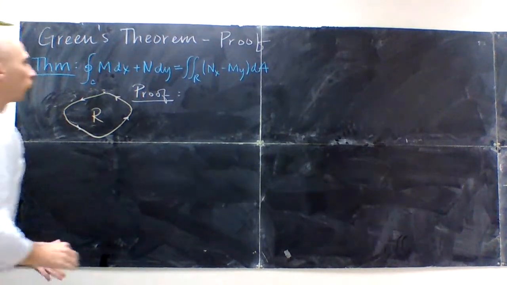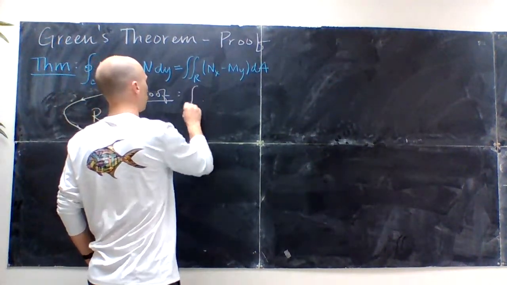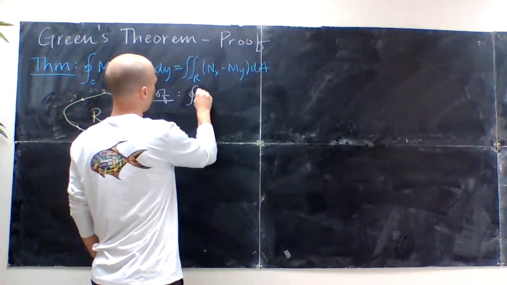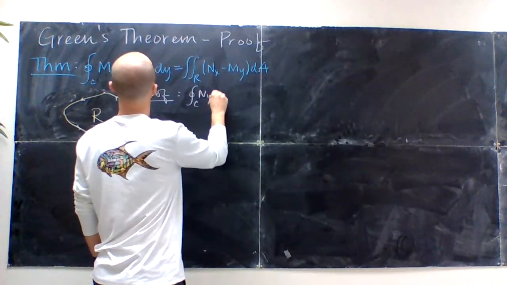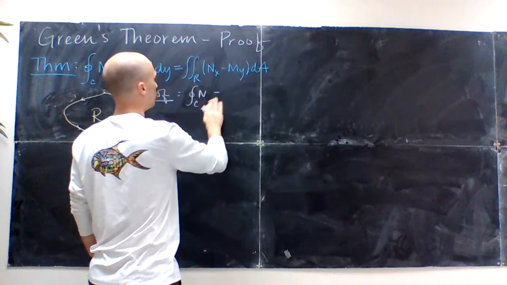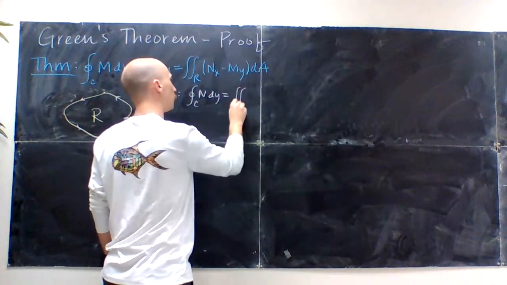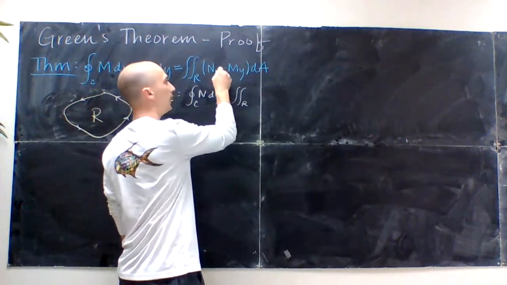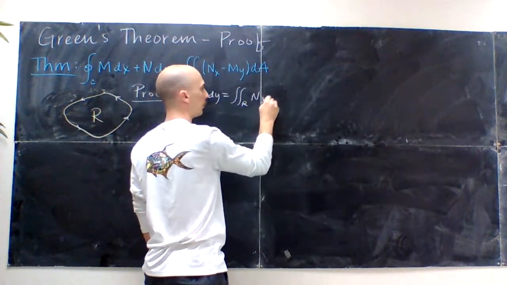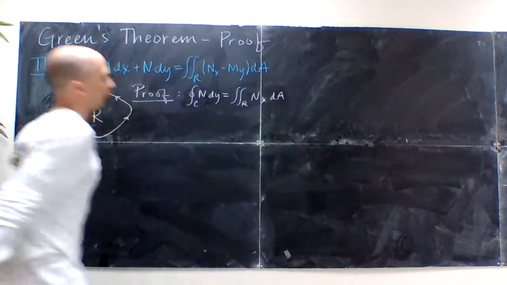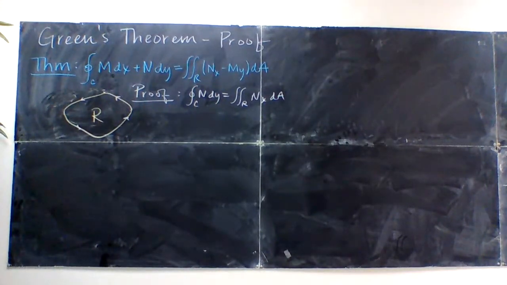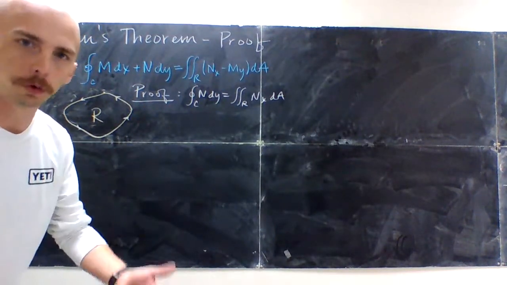All right. So now I'm going to show you that the integral over C of n dy is equal to the double integral over R of n_x dA. All right, and so I'm going to start off with the path integral over C of n dy.